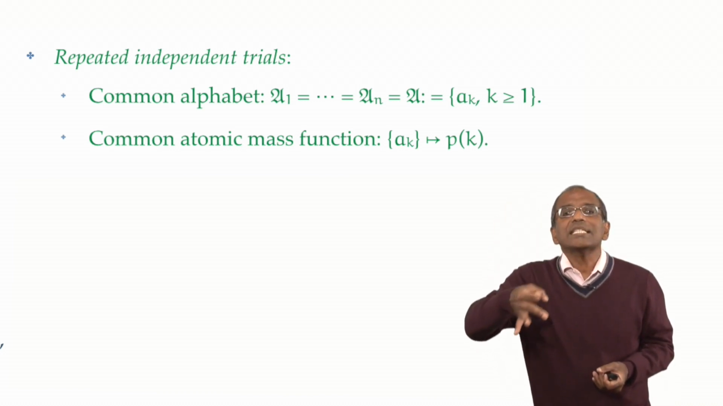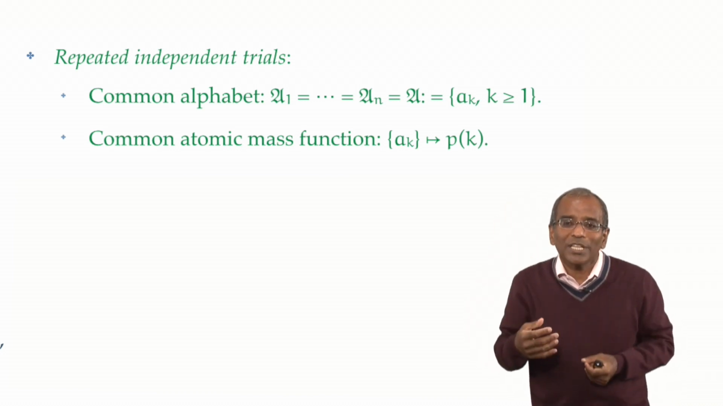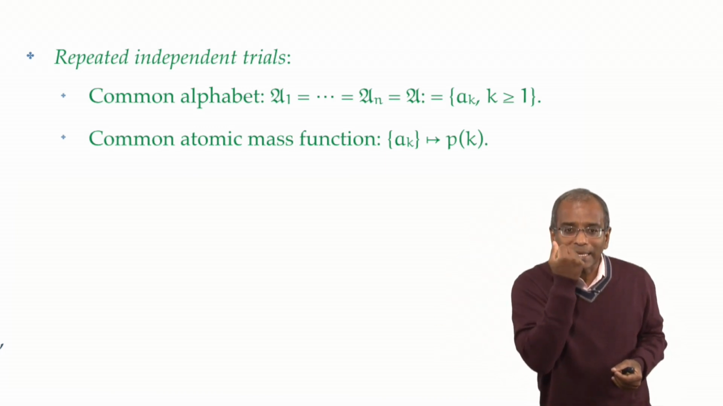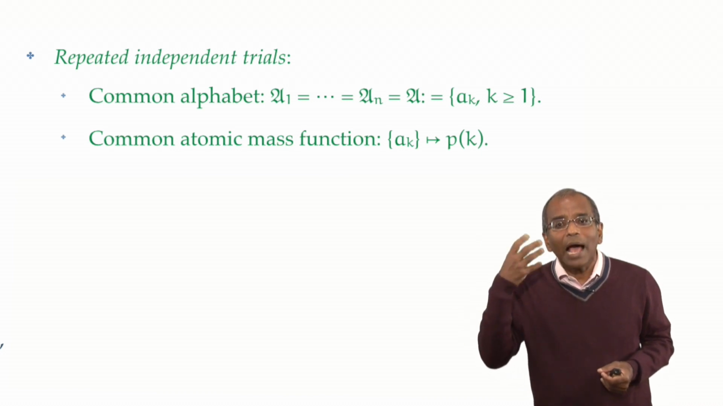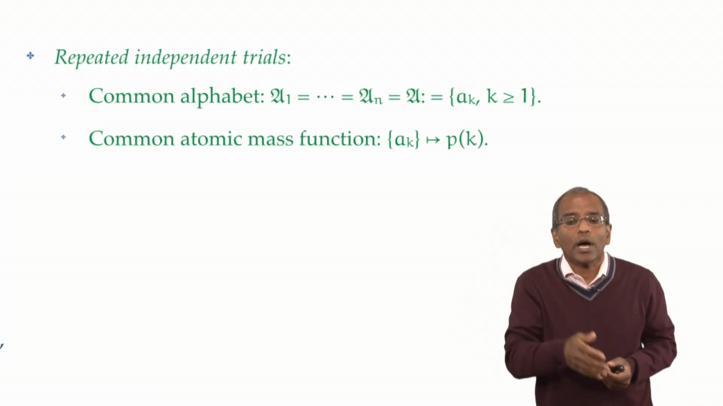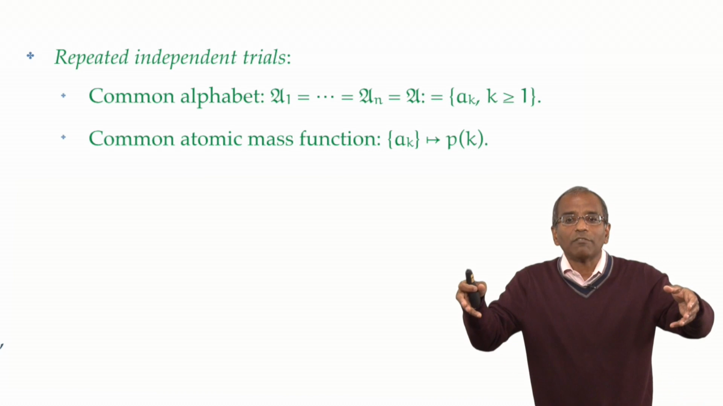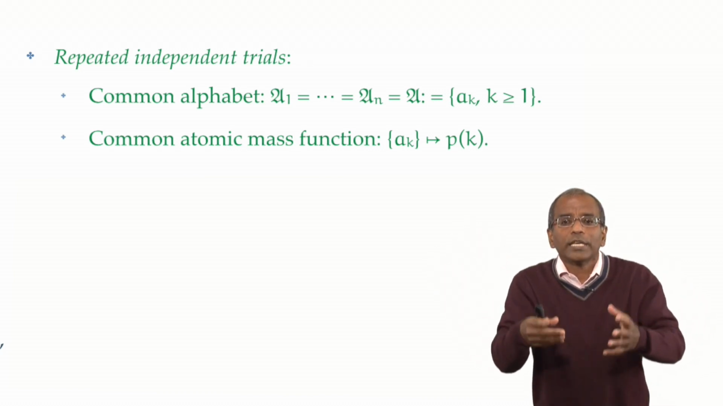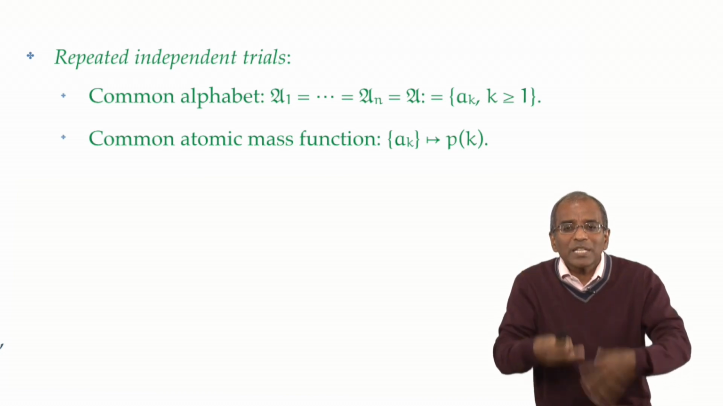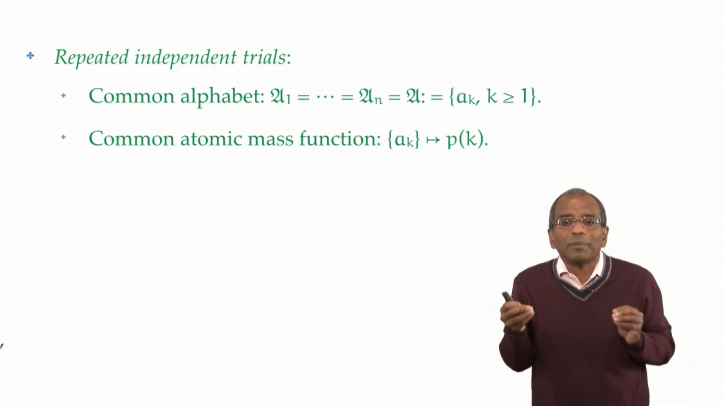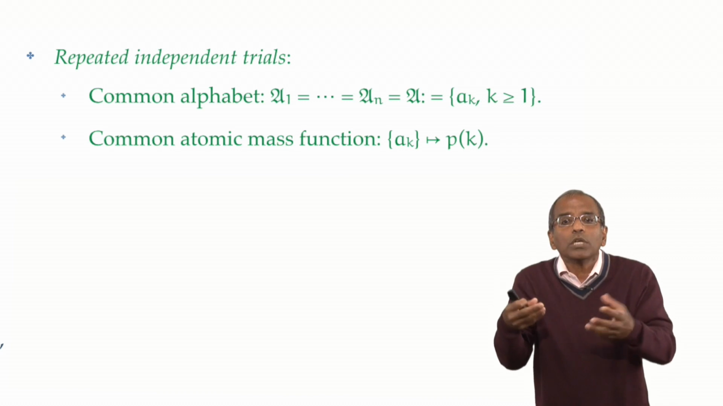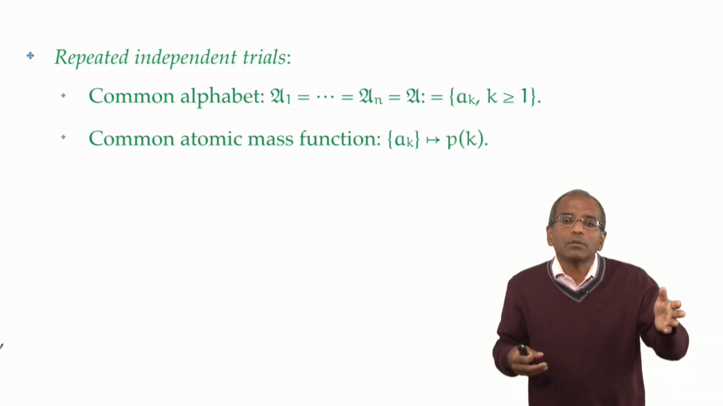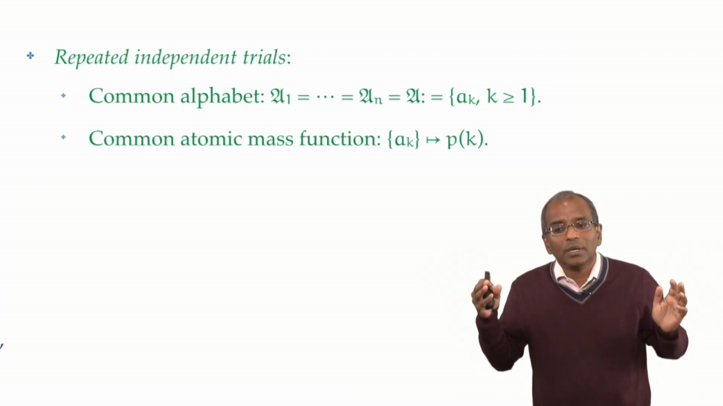The coin has the same alphabet, let's say Gothic A, for every trial. Or I'm throwing the same die again and again and again. The die has the same alphabet, Gothic A, for each trial. In other words, all the alphabets, Gothic A1 through Gothic An, are all the same. There's some alphabet, Gothic A. We can now dispense with the subscripts because you just have one common alphabet. Let's just call the possible outcomes of a trial little a sub k, and k runs over a finite or possibly a countably infinite range.